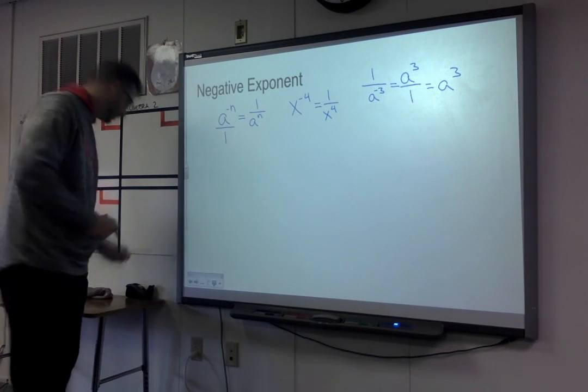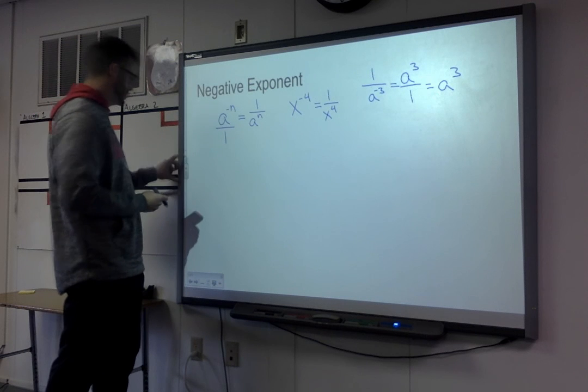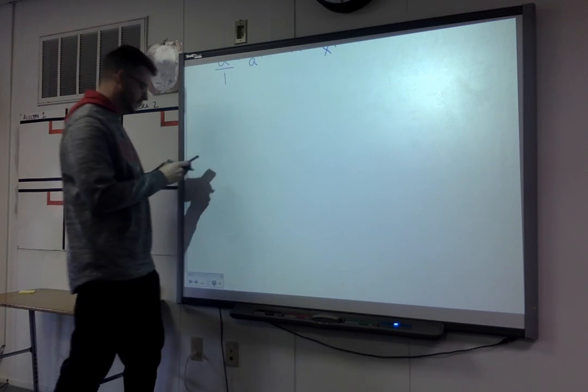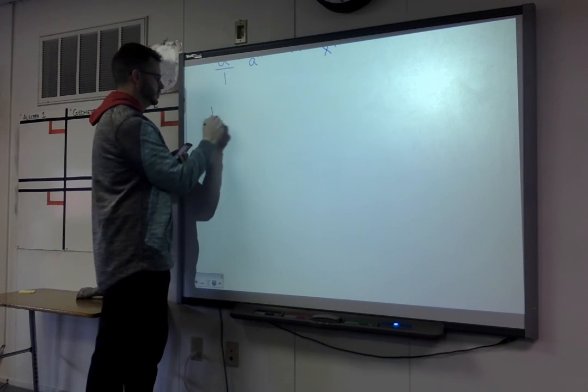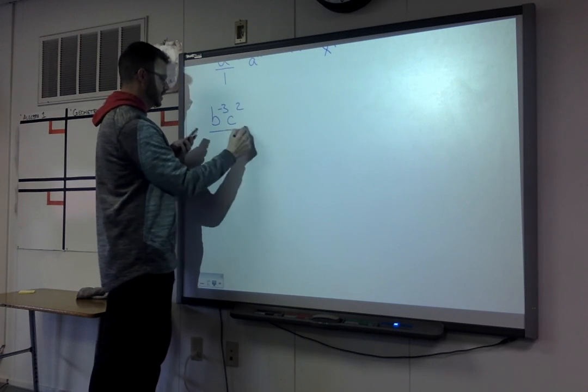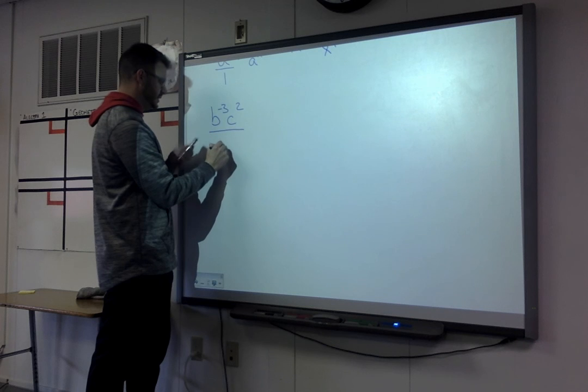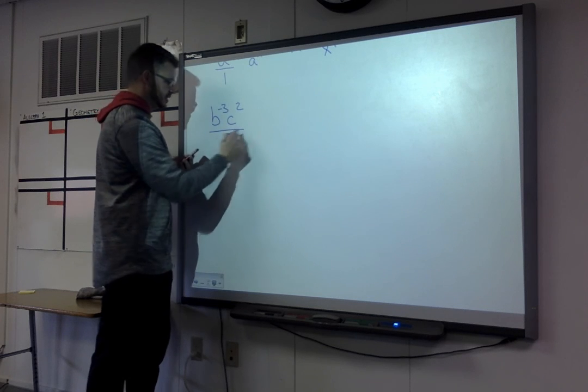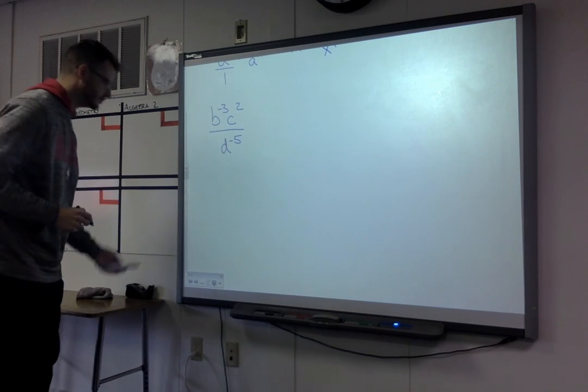So let's go through a few examples that include these. The first one that we're going to walk through is b to the negative 3rd times c squared over d to the negative 5th.